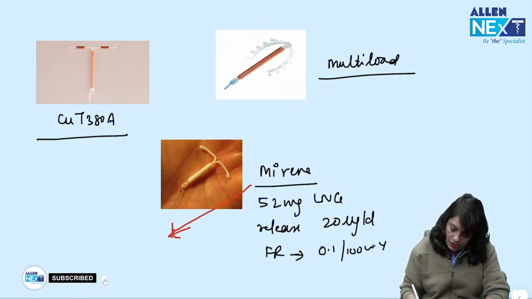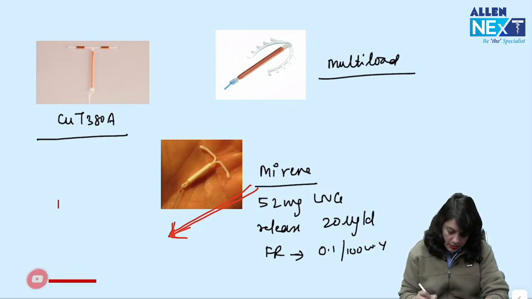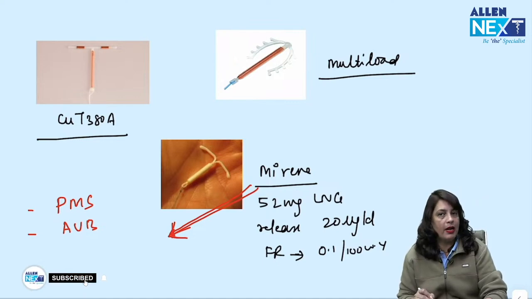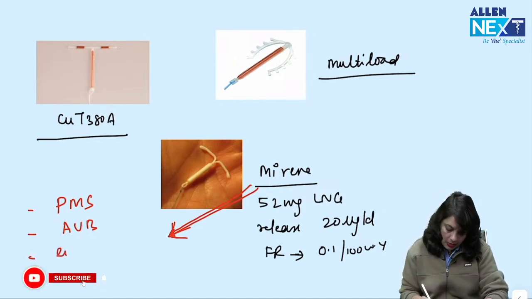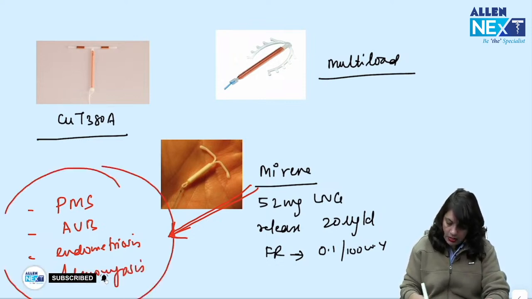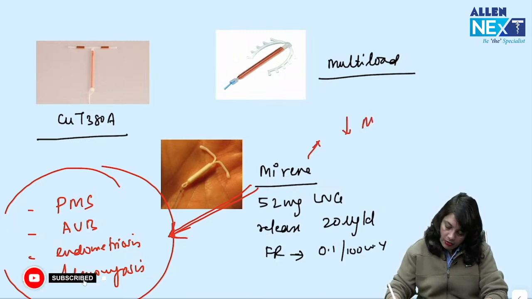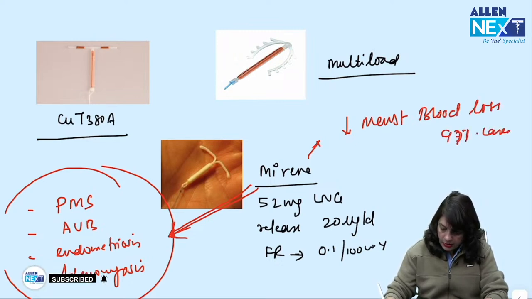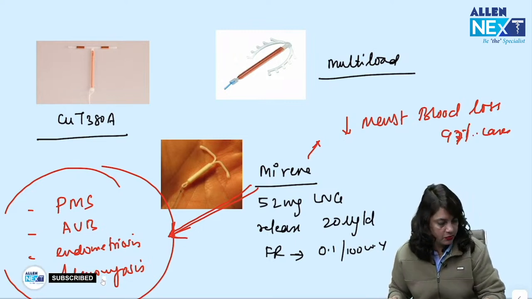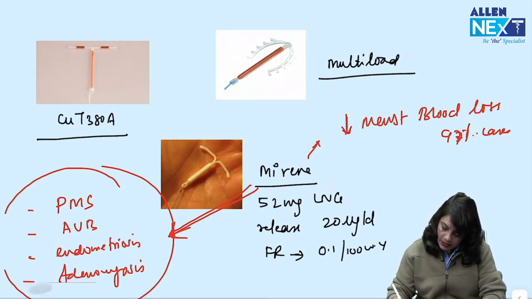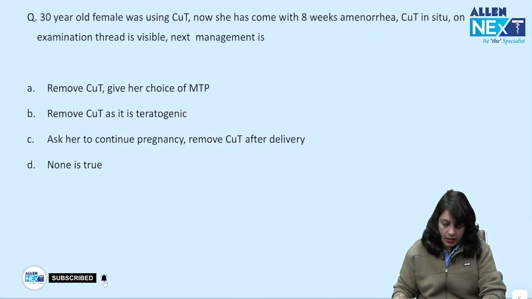And Mirena has got additional advantage. It can be applied in the patients who are having menorrhagia, but provided the cause of menorrhagia is ruled out. So, you can apply in the patients of premenstrual syndrome, in patients of abnormal uterine bleeding, but cause is hormonal imbalance, you can apply in patients of endometriosis, in patients of adenomyosis. So, these are the advantages of Mirena, because Mirena reduces the menstrual blood loss in up to 97% cases. So, it is a preferred contraceptive in menstrual disturbance patients where drugs like OCPs are contraindicated, you can offer Mirena.